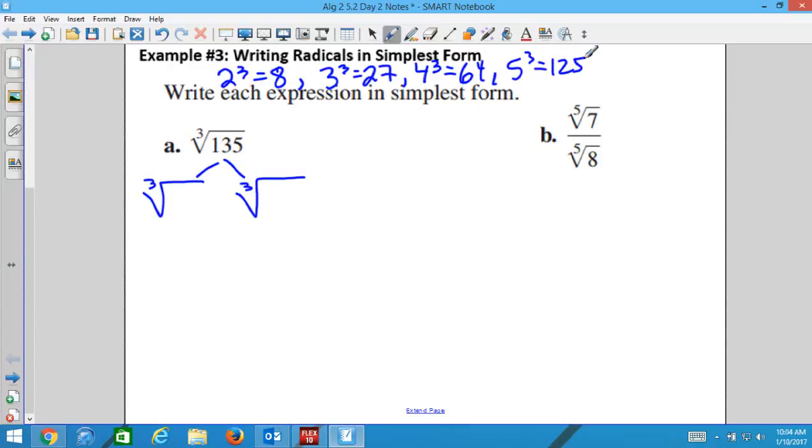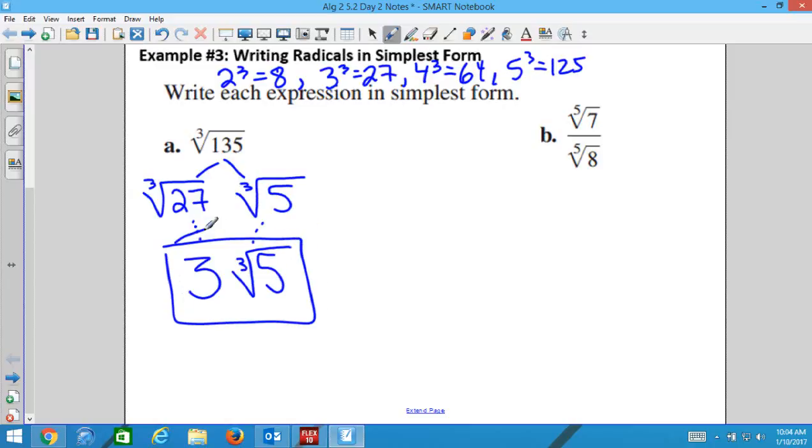Trevor, you got 27? How many times, Trevor? 5 times. So we're going to take that 135 and say that is the same thing as 27 multiplied by 5. And 27 is a cube that we know the answer to: 3. The cube root of 5, I don't know the answer to. So I write it next to the 3. And then it is in simplest form.